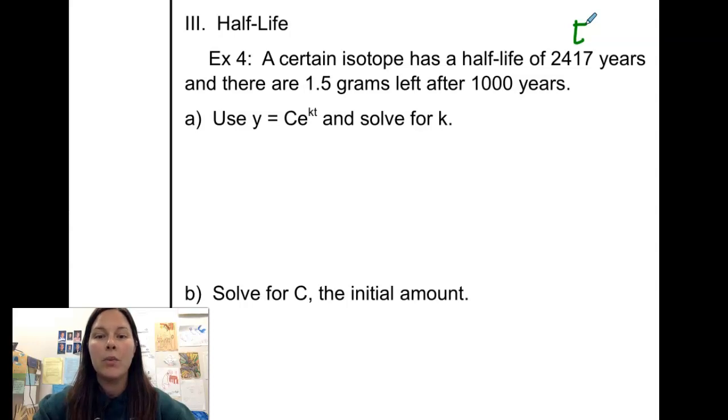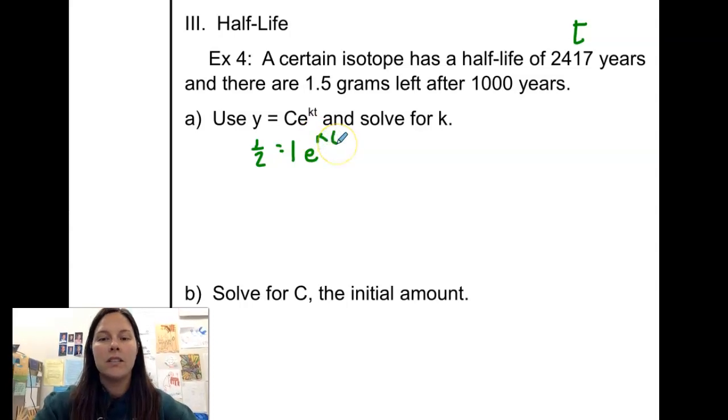And then the second part, the 1.5 grams left after 1,000 years, we're going to use that to solve for the initial amount. But for the first piece, solving for that k value, the amount after time is 1/2 of, if we started, for example, with a gram of 1, we would have 1/2 left. So I usually don't put the 1 there, I just put the 1/2 equals, but I wanted you guys to make sure to understand where that 1/2 was coming from. And then the time it takes to decay to 1/2 is 2,417 years.